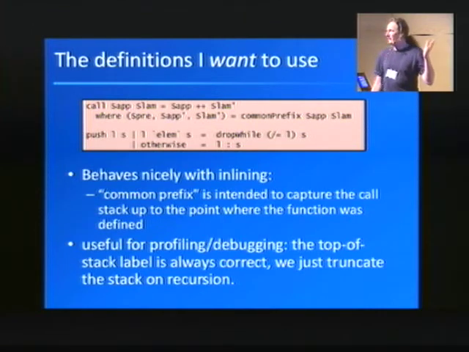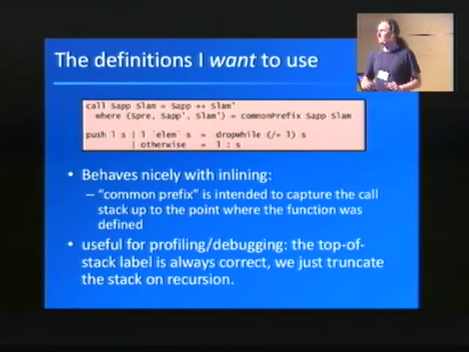So I'm going to jump straight to the definition that I'm actually using, without going into too much detail about how I got there. The definition we're actually using is this. We look at the common prefix of the two stacks and extract that common prefix, so that's called S-pre. And anything that's left over after the common prefix are these two substacks, S-app prime and S-lam prime. And the stack we use for a call is the stack of the application plus the extra bit from the lambda that remains after we've deleted the common prefix from the two stacks.